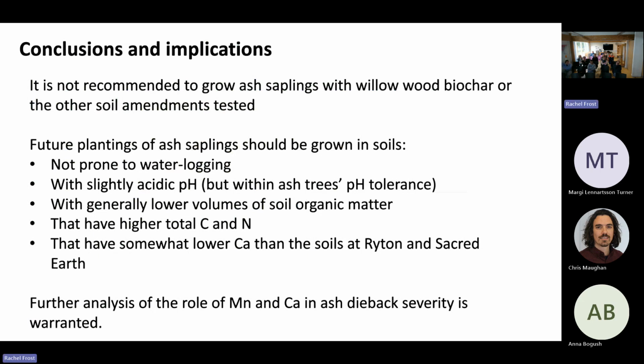Higher total carbon and nitrogen might well support the trees, and somewhat lower calcium levels in the soil than those we've got here at Brighton and the site at Sacred Earthmead, Sussex. And I definitely think that further analysis of manganese and calcium and their role, and perhaps the difference in their effects on mature and juvenile trees, warrants some further research.